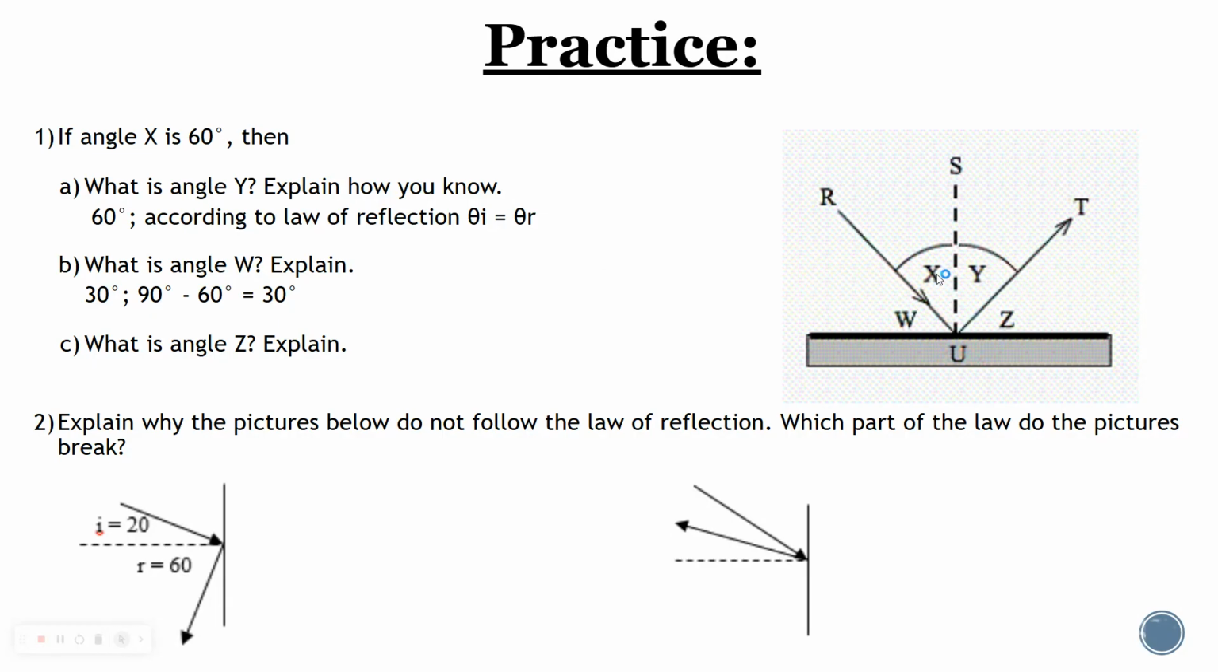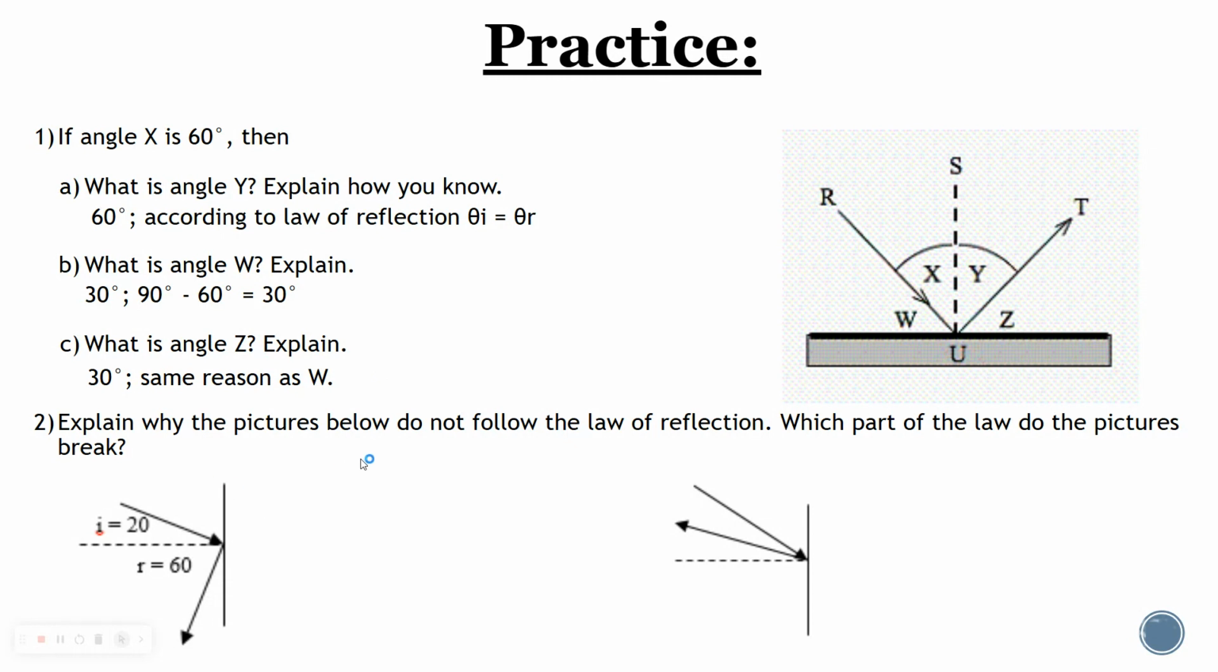What is angle Z? Well, if you think about it, it's the same thing. It's 30 because this is 90, Y is 60. So if this whole thing is 90 and this is 60, this has to be 30. So you have 90 minus 60, 30.